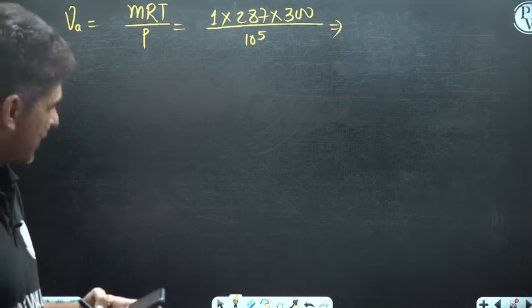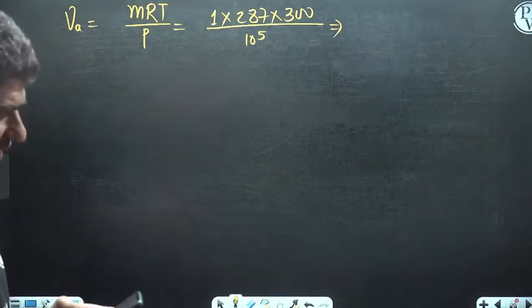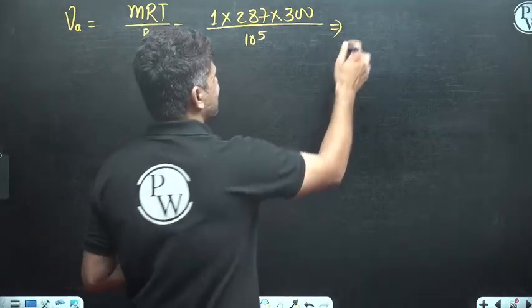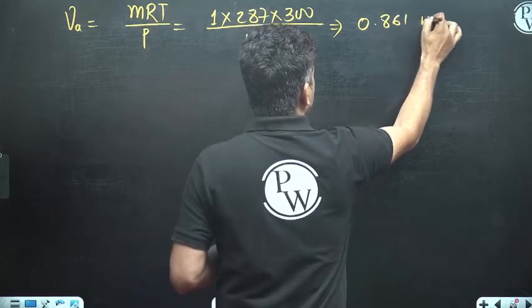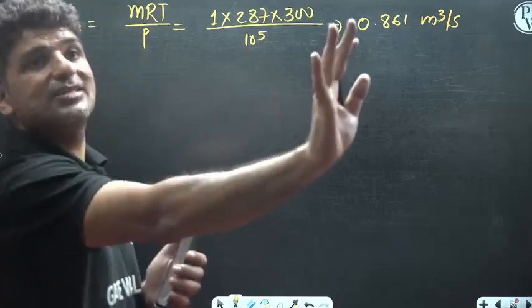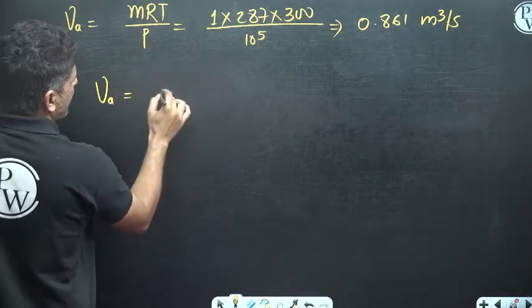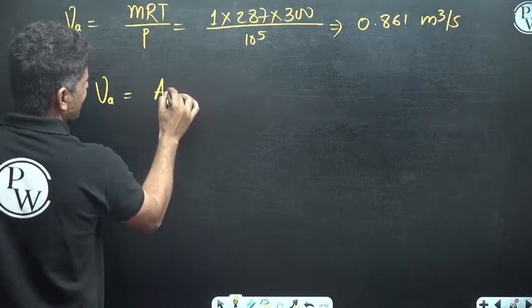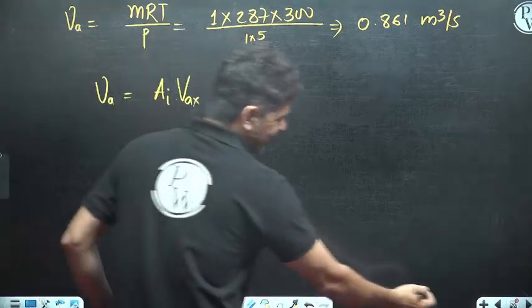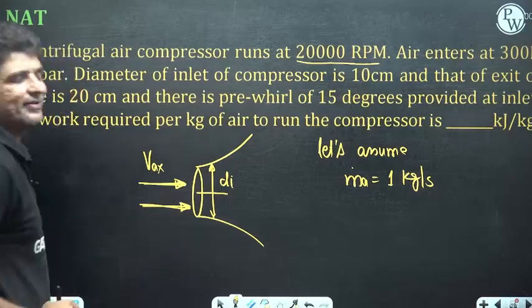So this will come out to be 287 multiplied by 300, divided by 10 raised to power 5, which is 0.861. So 0.861 meter cube per second. This is the volume flow rate of air going inside. Now this volume flow rate of air will be equal to the area at the inlet multiplied by the axial velocity, because the flow is axial at the inlet.